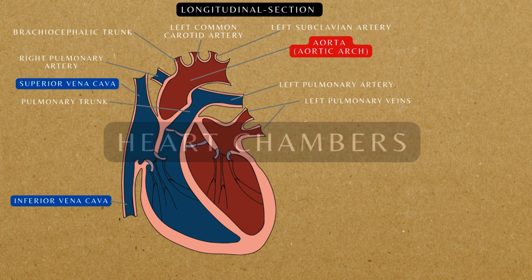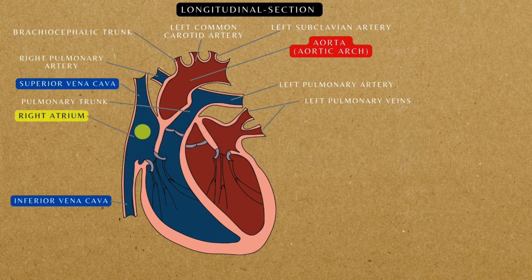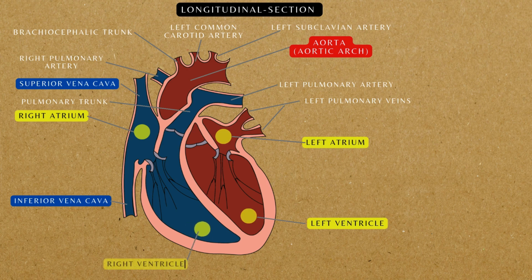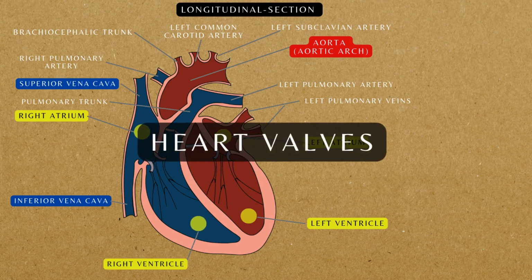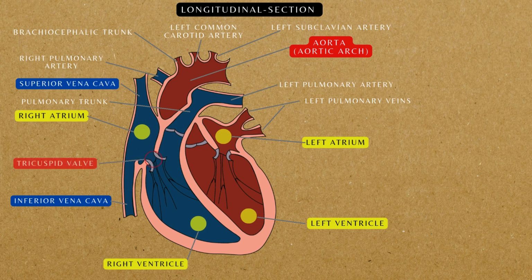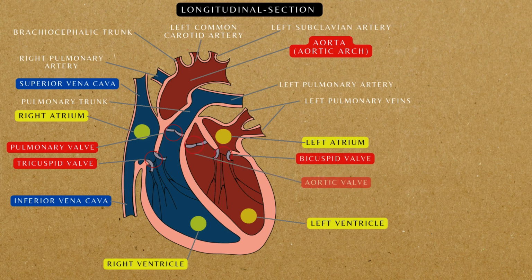The chambers. The right atrium. The left atrium. The left ventricle. And the right ventricle. The heart valves. The valves include the tricuspid valve, pulmonary valve, bicuspid valve, and the aortic valve. We will take a detailed look at each valve later in this tutorial.